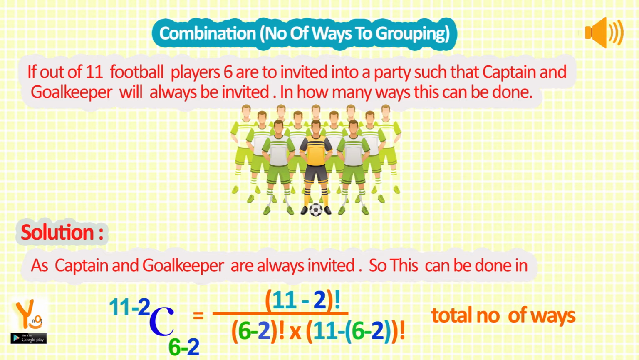Solution: as the captain and goalkeeper are always invited, this can be done in (11 minus 2) C (6 minus 2), which is equal to (11 minus 2) factorial divided by (6 minus 2) factorial into (11 minus 6 minus 2) factorial.